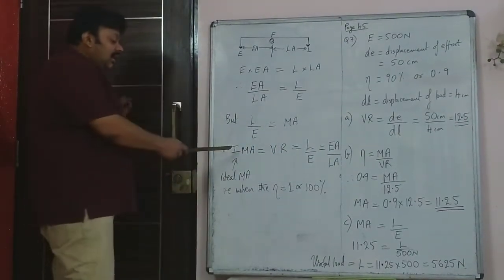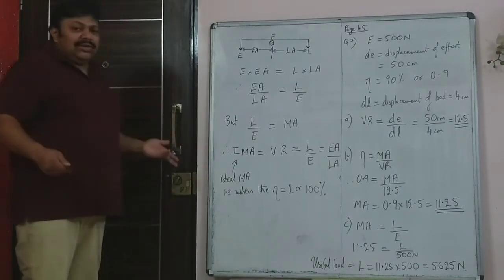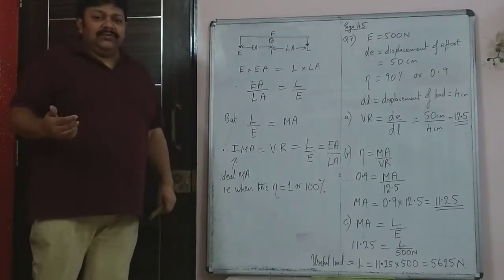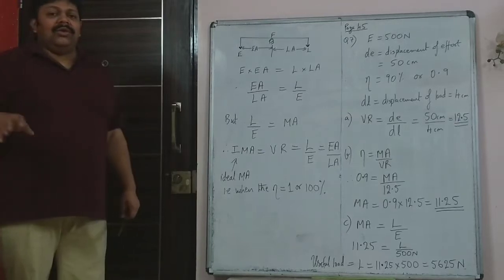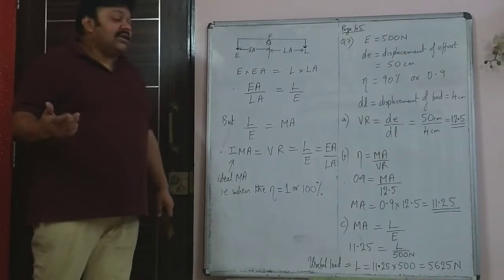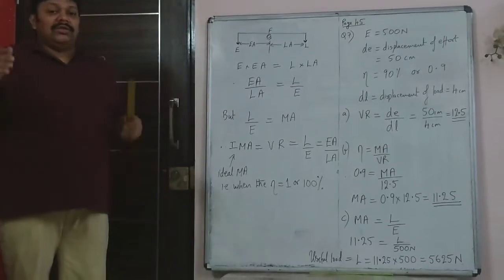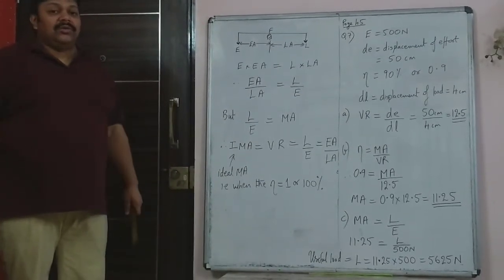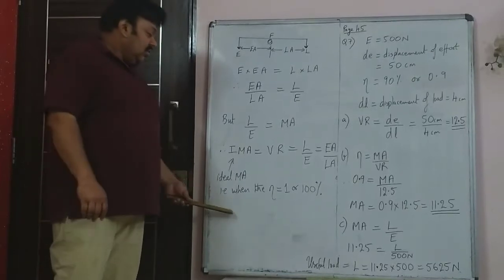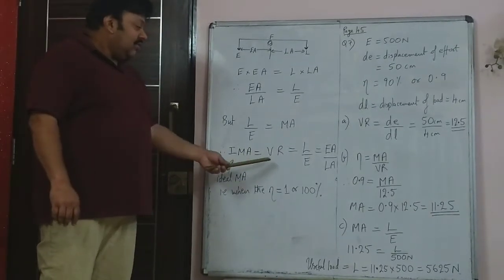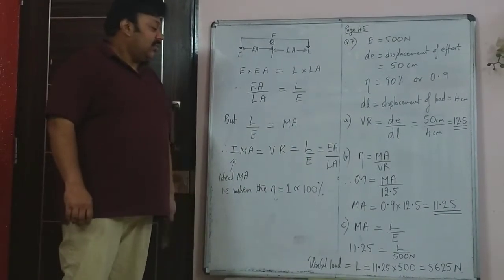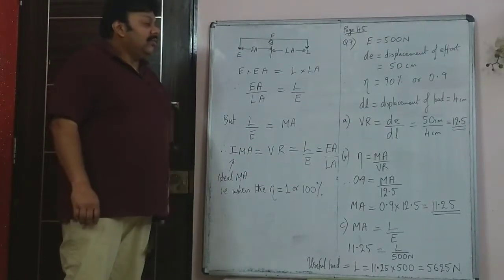So that is why here IMA is written, but in the question they may just ask you MA. And if there is absolutely no mention of any resistance or efficiency less than 100%, nothing is mentioned, then it means that they assume that it is 100% efficient. So this is IMA equal to VR is effort arm upon load arm.